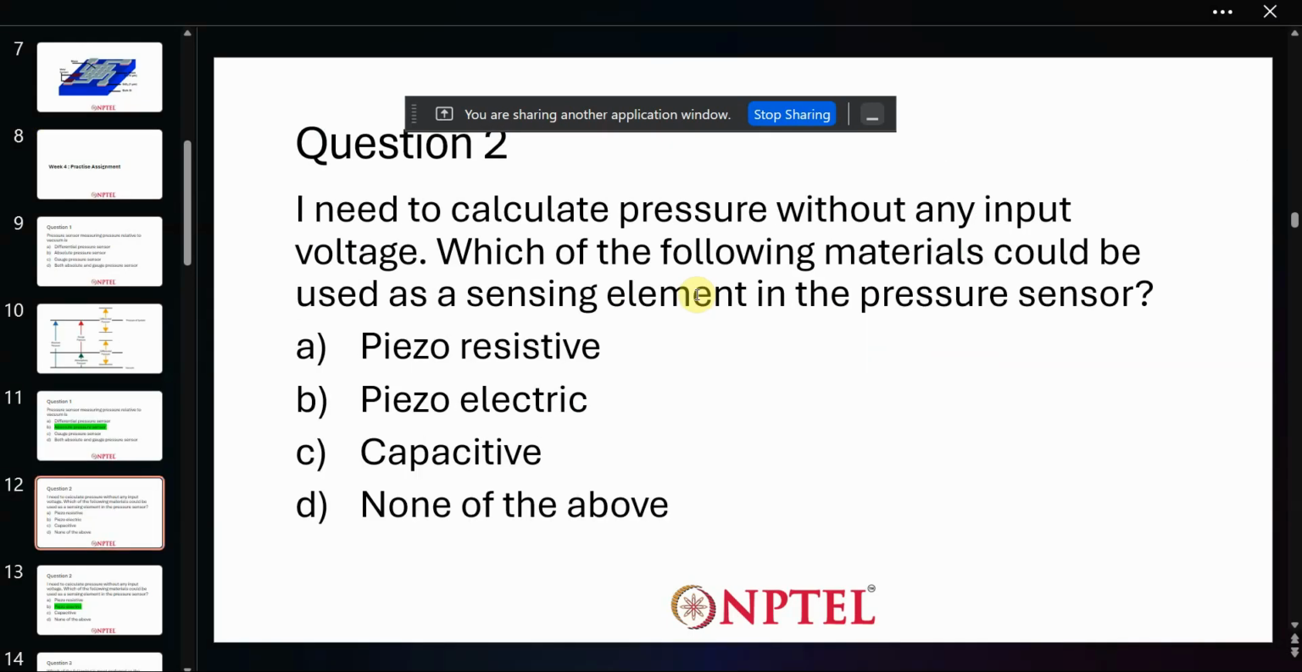So basically the question is, I need to calculate the pressure without any input voltage. Which of the following materials could be used as a sensing element in the pressure sensor? So there is a pressure sensor in which you don't want any input voltage. So what do you think will be the answer? Whether it will be a piezoresistive sensor, a piezoelectric sensor, a capacitive sensor, or none of these?